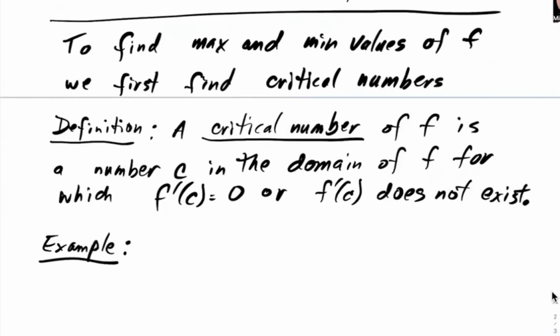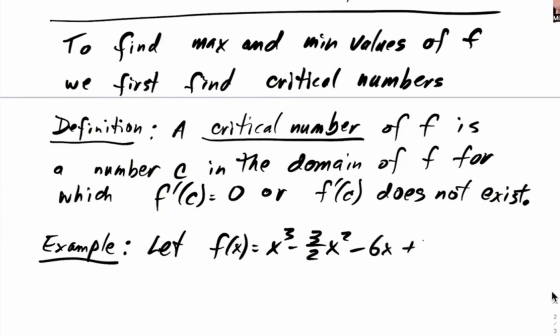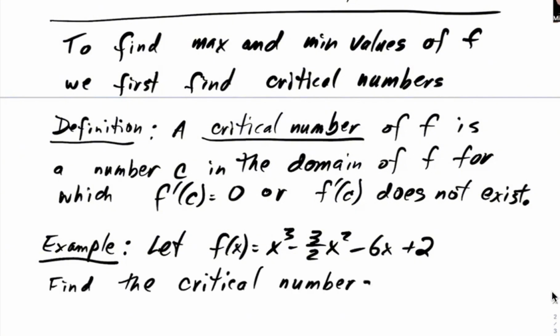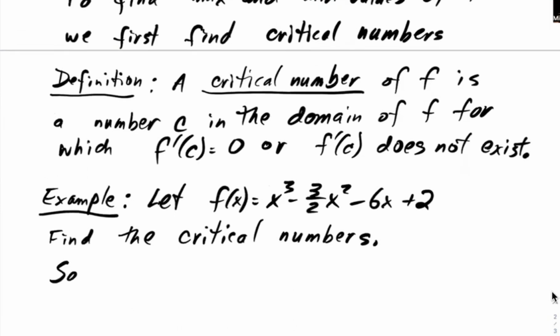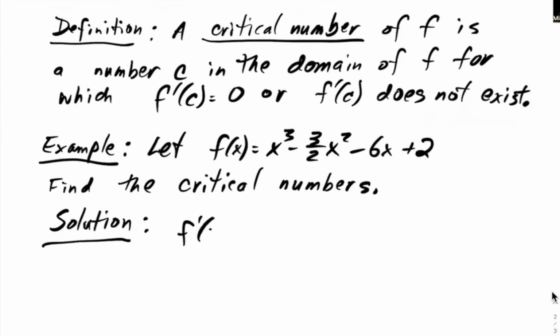Up here, let f of x equal x cubed minus 3/2 x squared minus 6x plus 2. There's my function, and I want to find the critical numbers. Well, to do that, I'm going to take the derivative. So the first thing I do is take the derivative. The derivative of this, I just use the power rule, and I get 3x squared minus 3x minus 6. And I want to set that equal to 0.